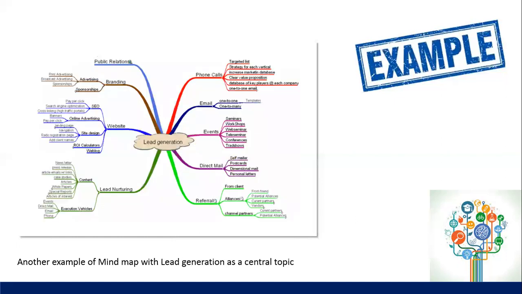And this is lead generation. The previous one was CRM. Lead generation is an additional topic in sales. How are you trying to generate the leads? Through branding, through website, through lead nurturing, through phone calls, through emails, by attending some events, by contacting through direct emails, probably by some existing referrals, etc. So this mind map is created with lead generation as a central topic and a lot of branches using surrounding topics.